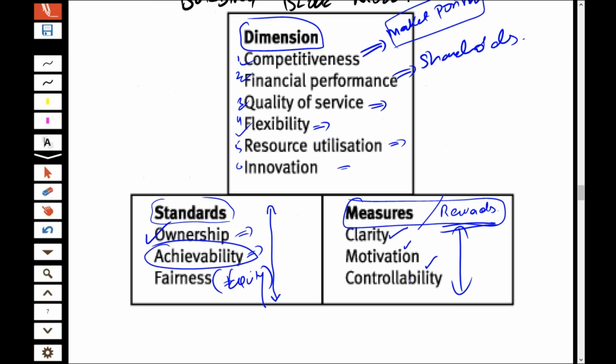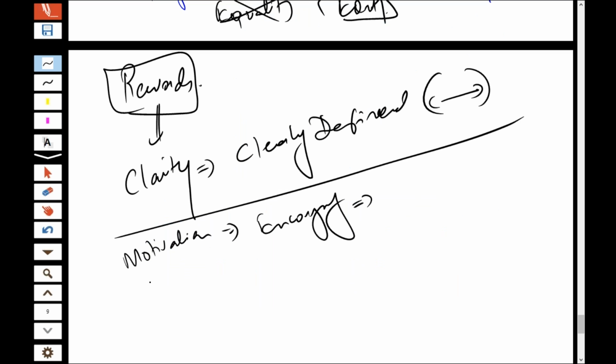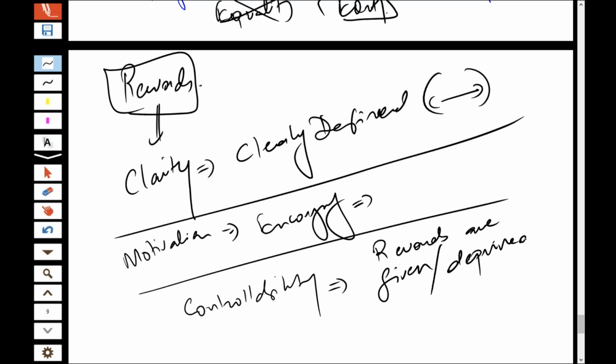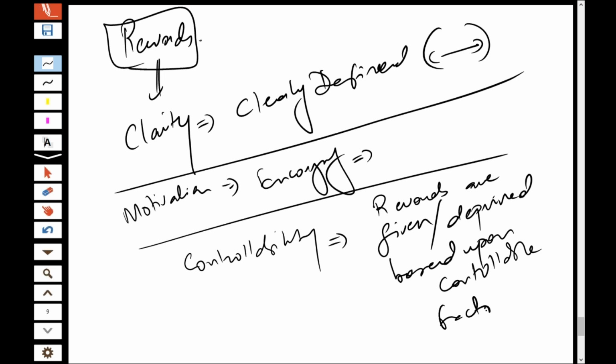The next thing is controllability, which actually means that you have to make sure that the rewards are given, or the people are deprived of the rewards, based upon controllable factors. That is something that you would have to keep in mind.